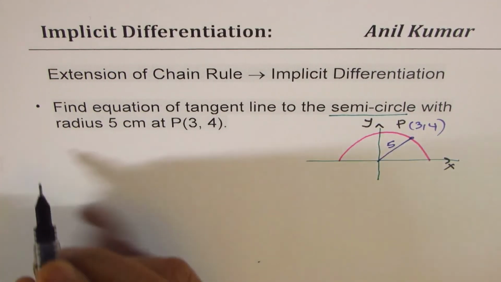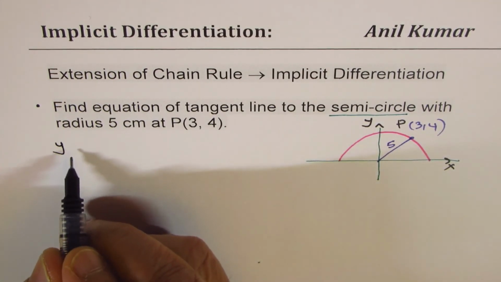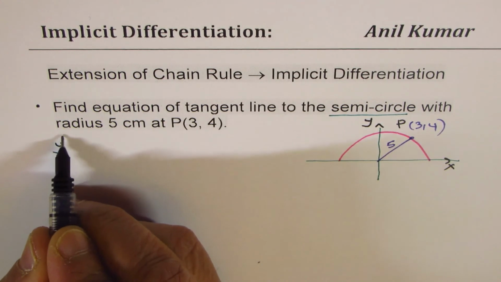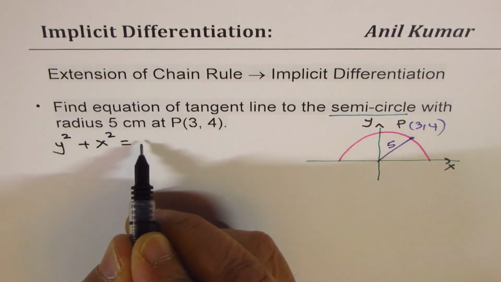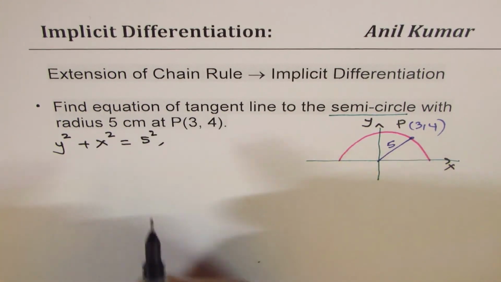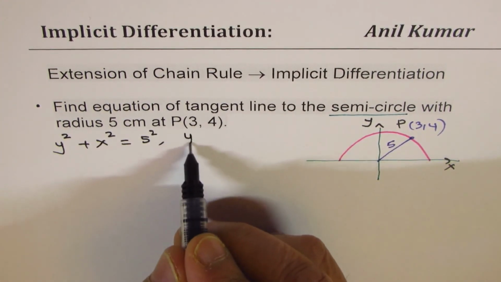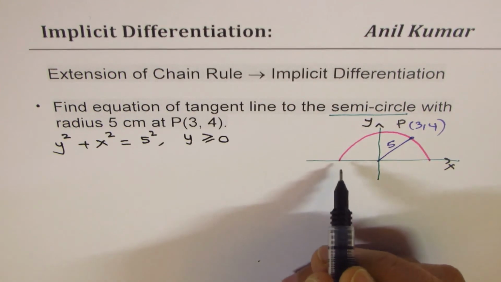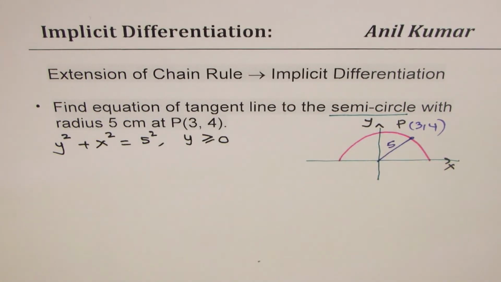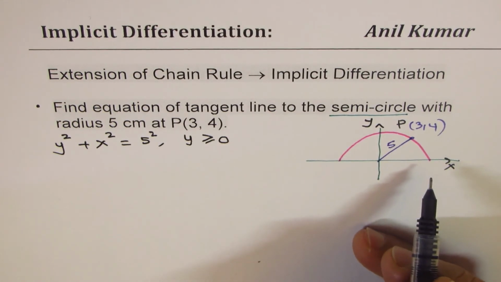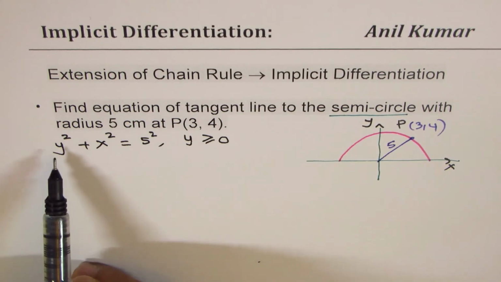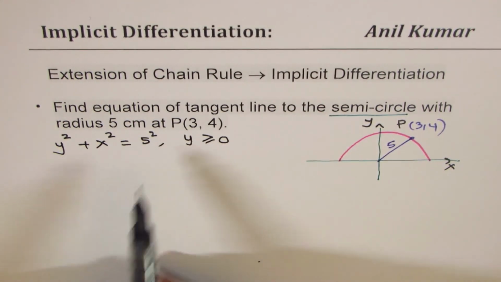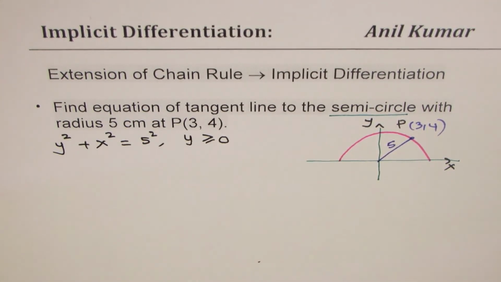So the equation of this semicircle is y squared plus x squared equals 5 squared, where we know that y is greater than or equal to 0, since we are only taking the upper half, and that makes it a semicircle. Also a function. Perfect. Now you could always find the derivative by isolating y and then working it out.